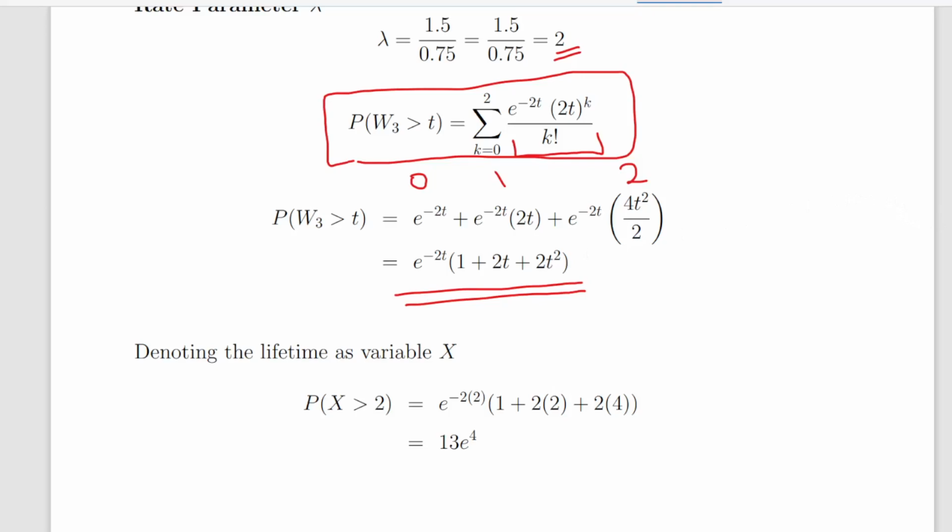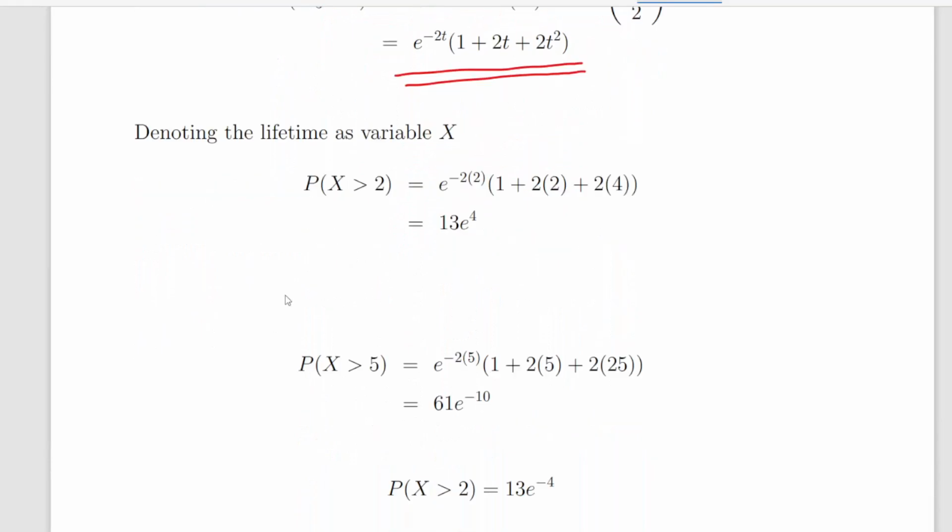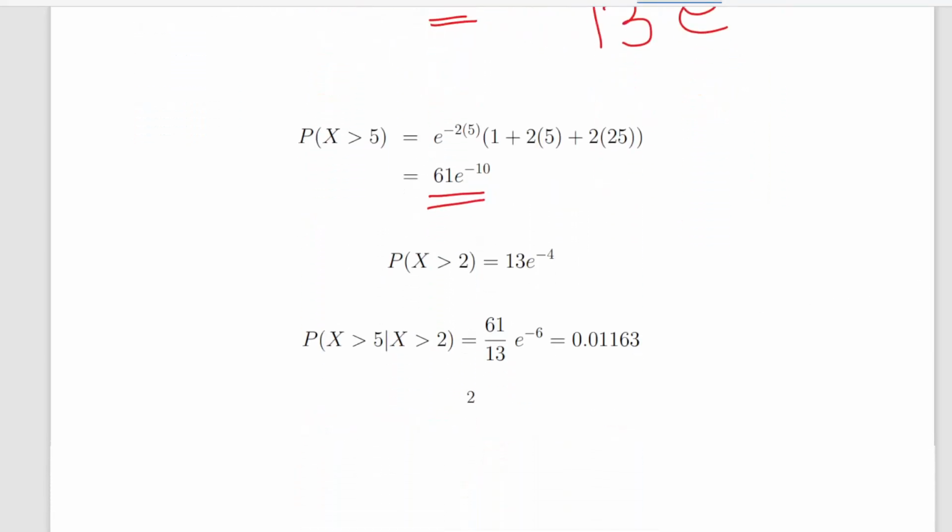Denoting the lifetime as a variable x, the probability of x greater than 2. Essentially, we put in our value of 2, e to the minus 2 times 2, which is e to the minus 4, times 1 plus 2 times 2 plus 2 times 4, that's 13, okay? So that's 13 times e to the minus 4, little typo there. What we're also interested in is the probability of x greater than or equal to 5, so e to the minus 2 times 5 times 1 plus 2 times 5 plus 2 times 25. So that's 61 times e to the minus 10, okay? We're going to use that shortly.